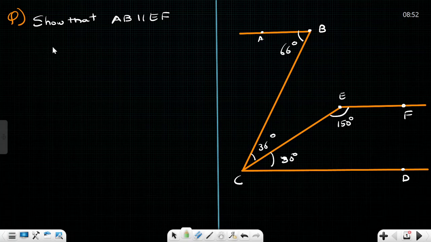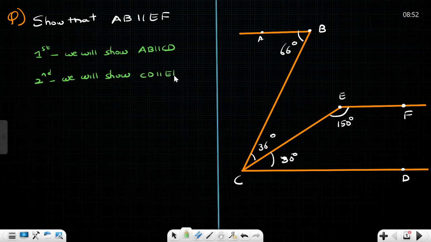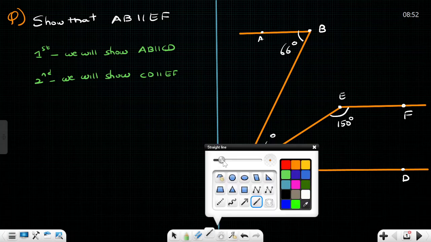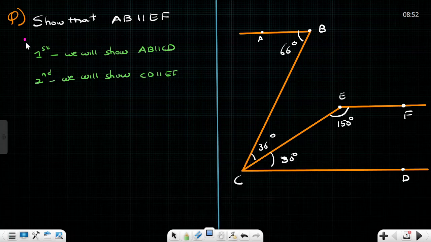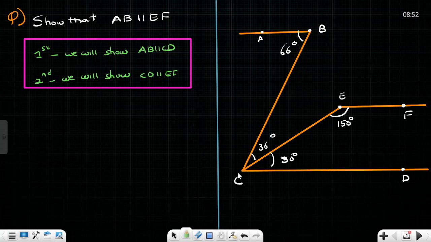So Akshita, here is one very important point. I'm writing the note. How will we show AB parallel to EF? The first step is we will show AB parallel to CD. The second step is we will show CD parallel to EF. Therefore, automatically AB will be parallel to EF. So we will show that CD is parallel to EF, and we will show AB parallel to CD. Okay, the first step is we will show AB parallel to CD.